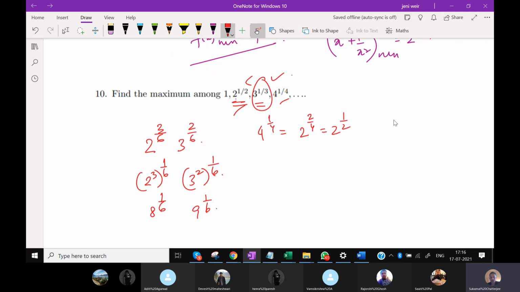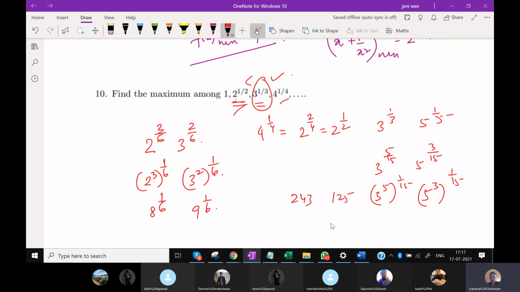Now, even if I take 5 to the power 1 by 5 and compare it with 3 to the power 1 by 3, the LCM is 15. So this becomes 3 to the power 5 by 15 and 5 to the power 3 by 15. That means 3 to the power 5 whole to the power 1 by 15 and 5 to the power 3 whole to the power 1 by 15. 3 to the power 5 is 243 and 5 to the power 3 is 125. Once again, this will be greater than this. So for all the numbers that you see, this will be the maximum.